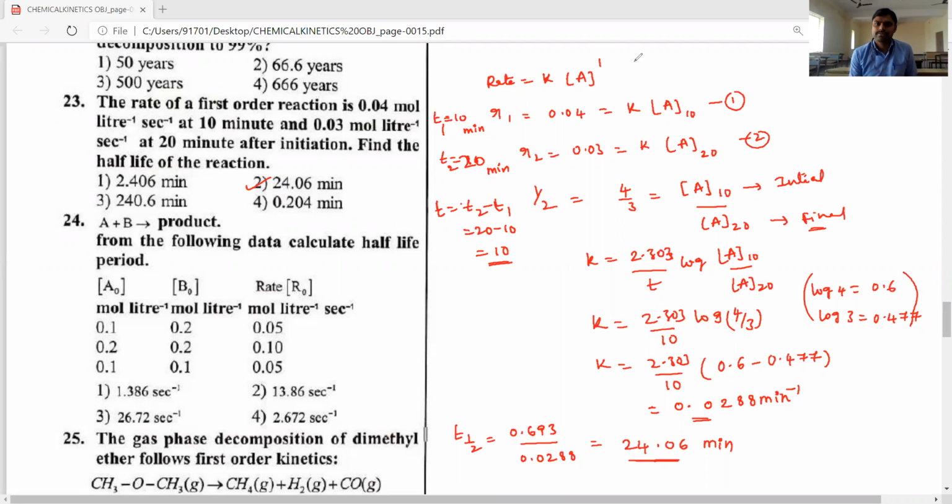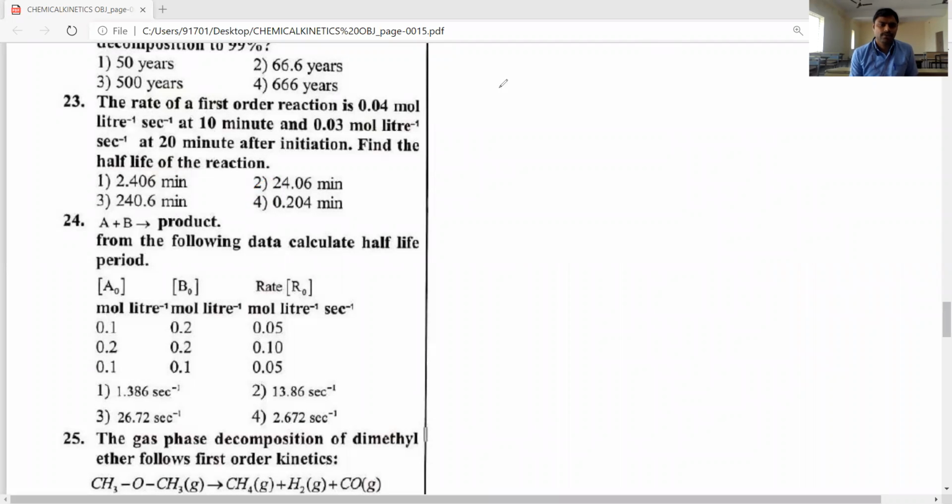Okay, students, let's go to the 24th question. One reaction they gave: A plus B is converted into products. Concentration of A is 0.1, concentration of B is 0.2, and the rate is 0.05. Let this be equation 1. Then the concentration of A is increased 2 times.